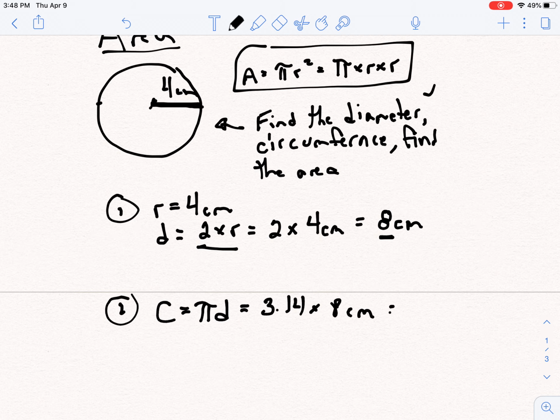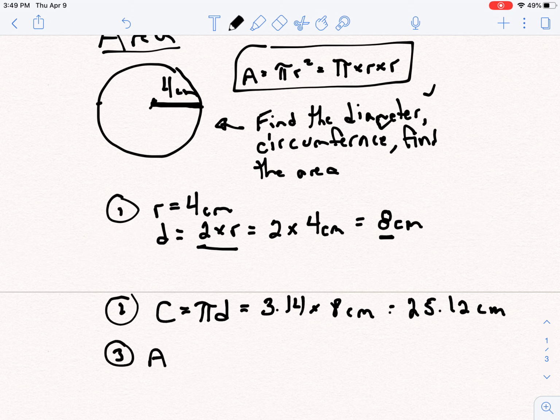I'm just going to pull up my calculator to do that. 3.14 times 8, and I get a value of 25.12 centimeters. So that means if I had a piece of string, I would need it to measure 25.12 centimeters to actually go all the way around this circle that I've drawn. Okay, circumference, done.